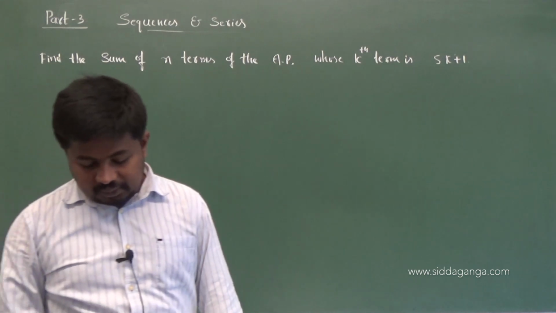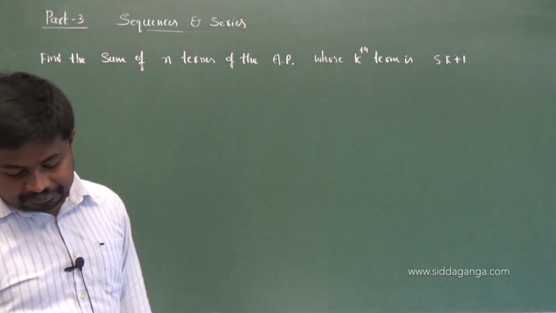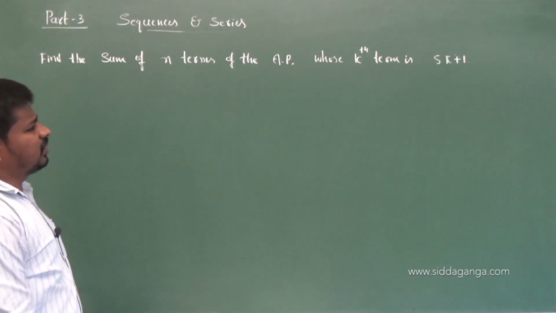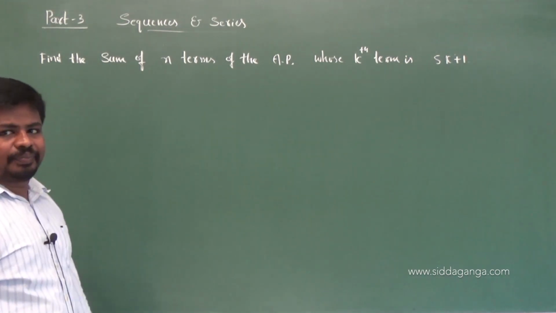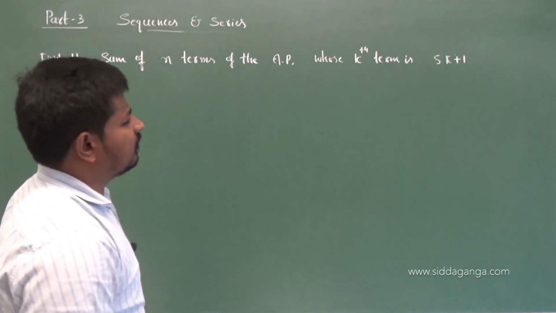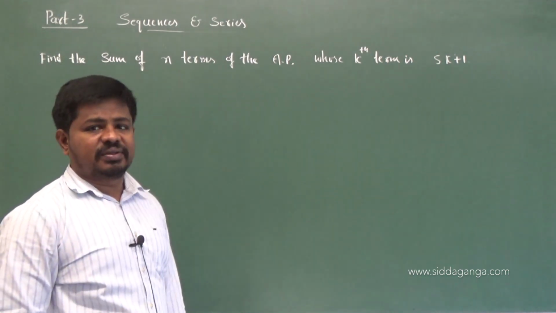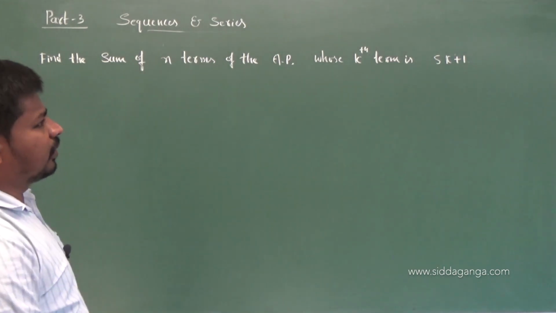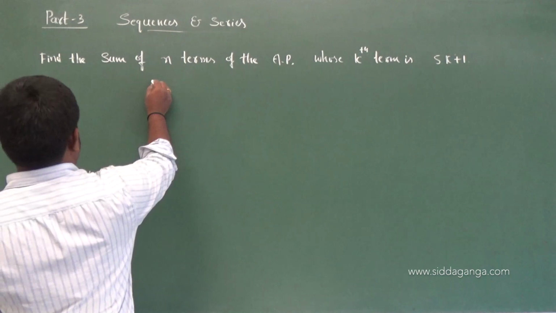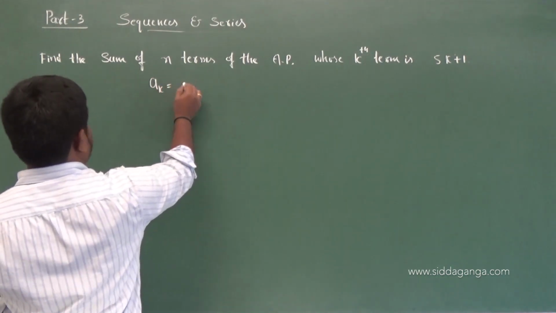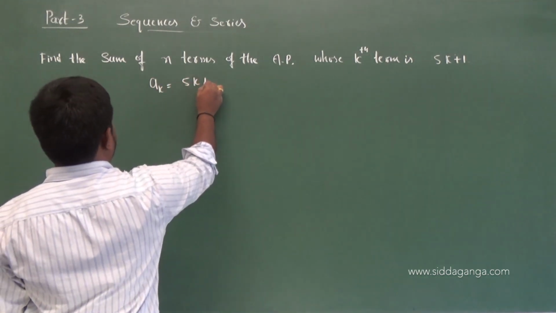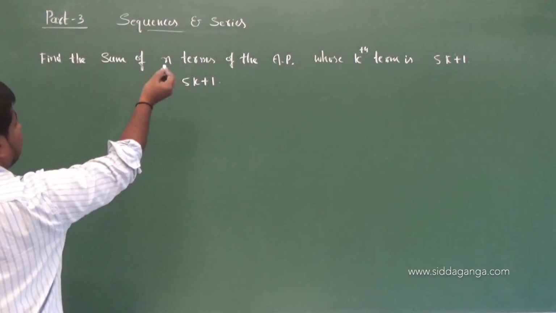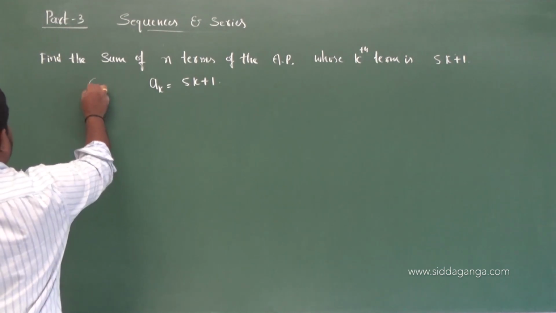So, we have to find the sum of n terms of the AP. The kth term is given. The kth term is also like the nth term, I mean the nth term of a sequence gives any term of the sequence. It gives the first term, second term, fourth term, fifth term, whatever. So, here we have the kth term a_k equal to 5k plus 1. By using this, let me find the sum of n terms of the AP series. So, this is given.